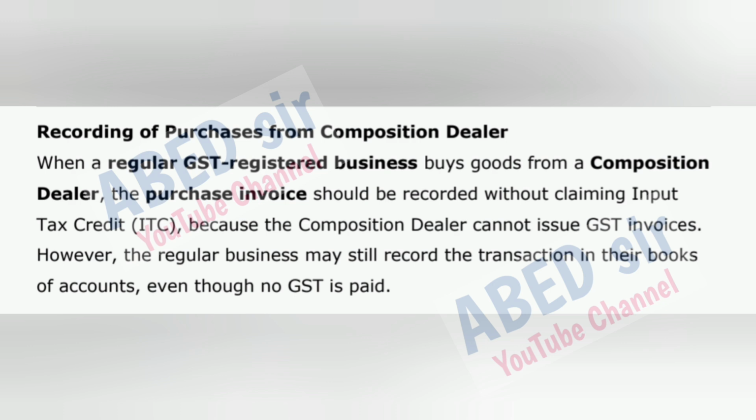Recording of purchases from composition dealer. When a regular GST registered business buys goods from a composition dealer, the purchase invoice should be recorded without claiming input tax credit, ITC, because the composition dealer cannot issue GST invoices. However, the regular business may still record the transaction in their books of accounts, even though no GST is paid.